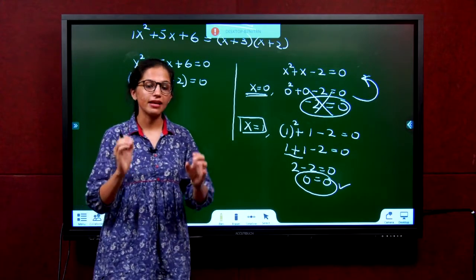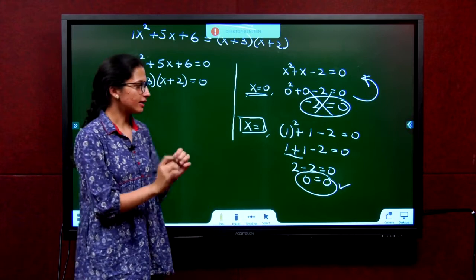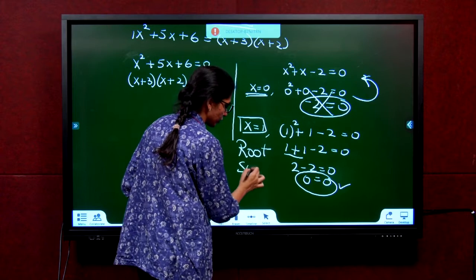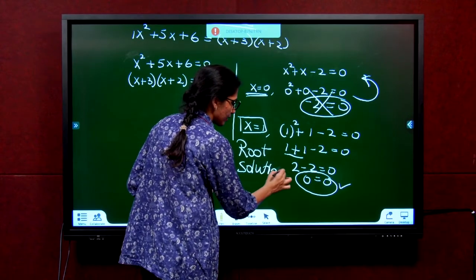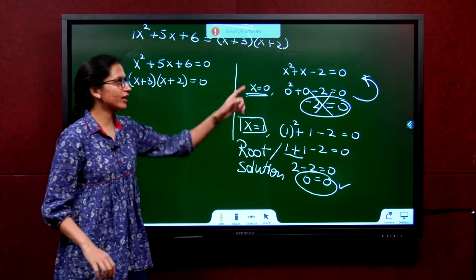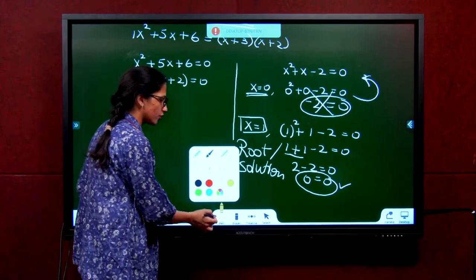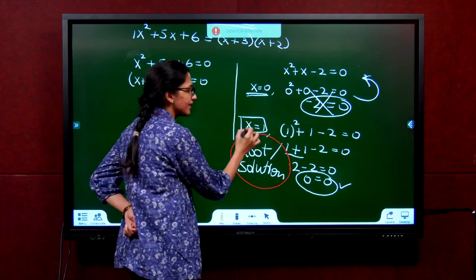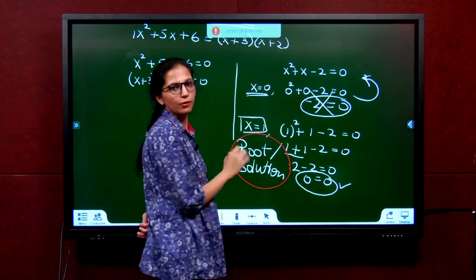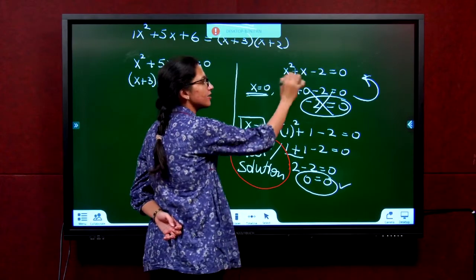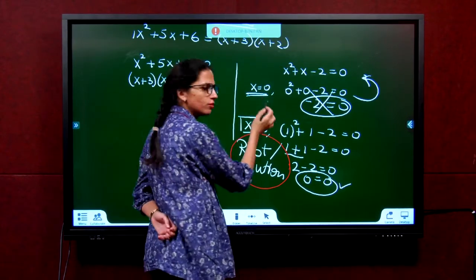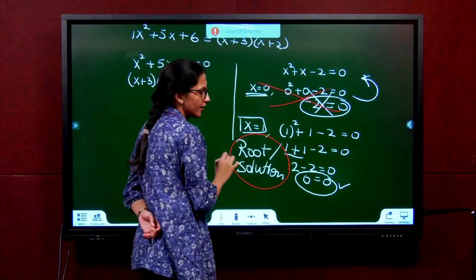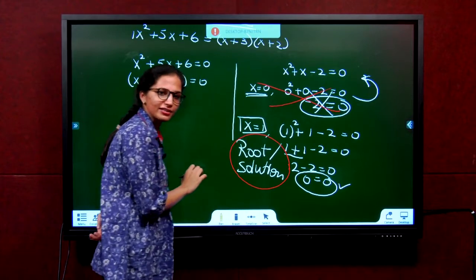A number that satisfies the equation is called a root or solution of that equation. So a number that satisfies the equation is called a root or solution of the equation. So we can say x equals 1 is a solution of the equation. X equals 1 is a root of the equation. Is x equals 0 a root of the equation? No. Why? Because it does not satisfy it. X equals 1 satisfies it.